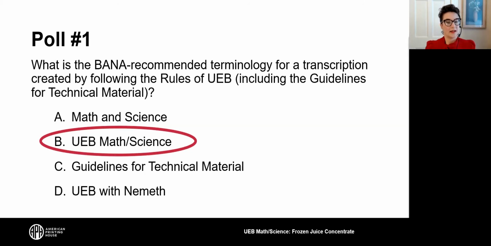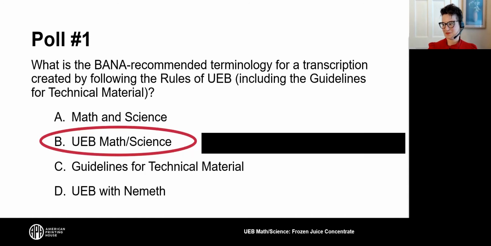So choice C, guidelines for technical material, is the name of the book or the collection of guidelines from ICEB that combine with the rules of UEB to make the rules that apply to a, quote, UEB math/science transcription.